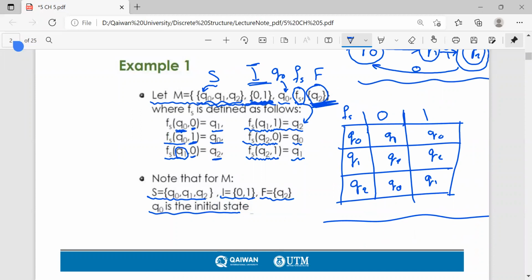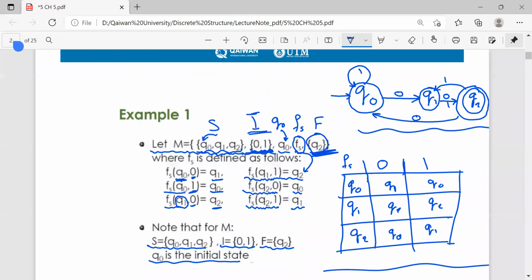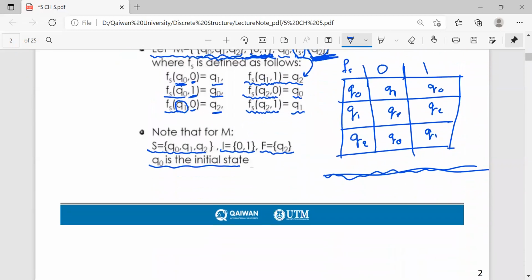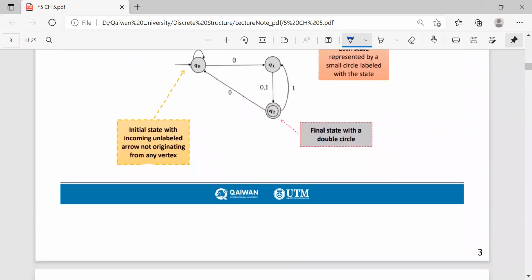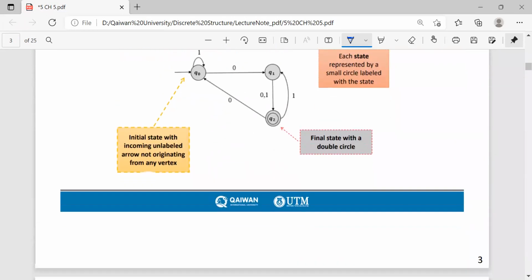Okay? This is the transition graph, and this is the transition table. Do you get that? It's so easy, just using the given things. That's the data.